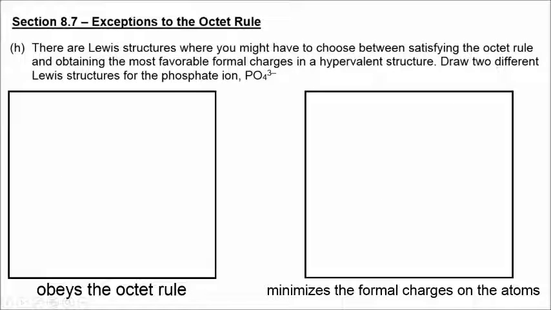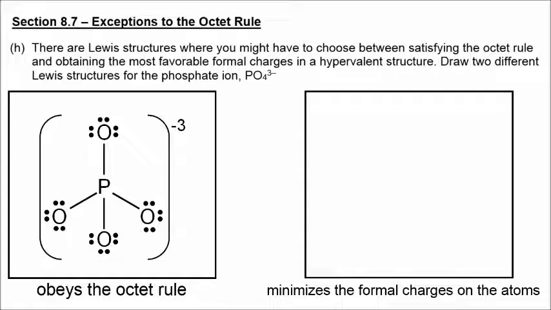So now that we have an option of expanding the octet, let's go ahead and do that and talk about why that might be advantageous for us to do. So on the left, we have a molecule or an ion that obeys the octet rule. We have single bonds to phosphorus. And we have formal charges of -1 for each oxygen and +1 for phosphorus.